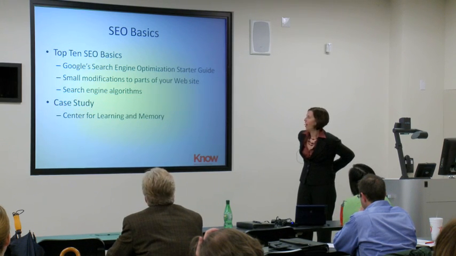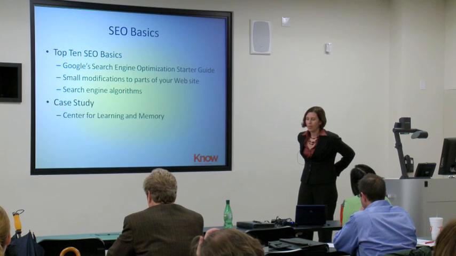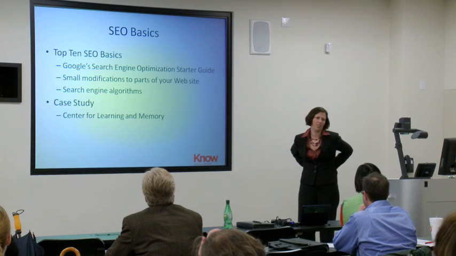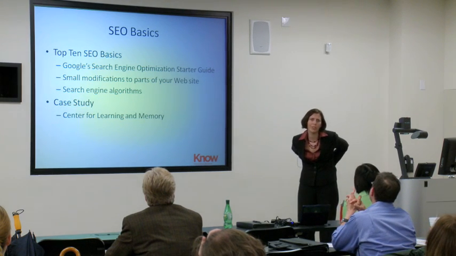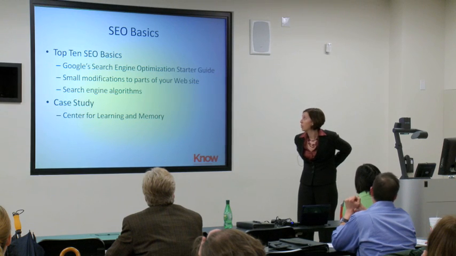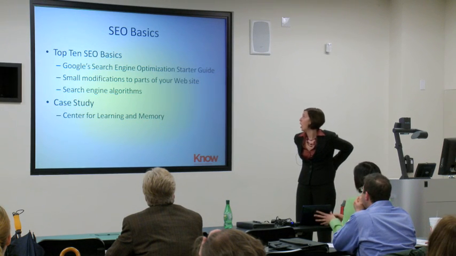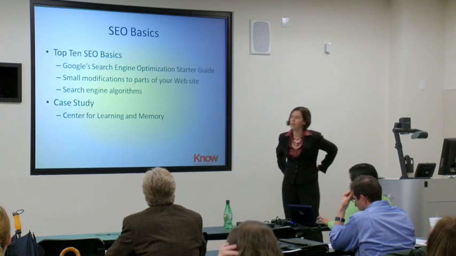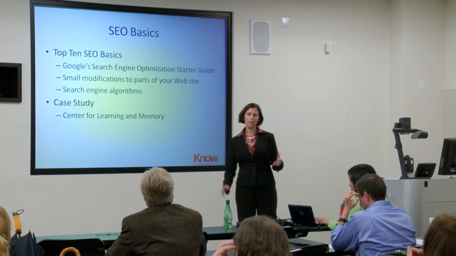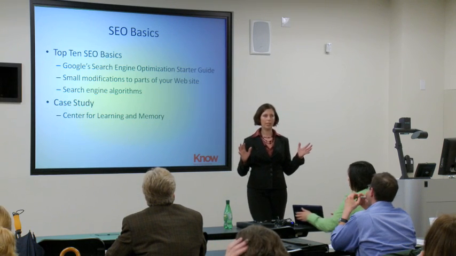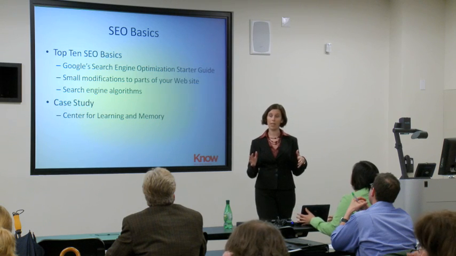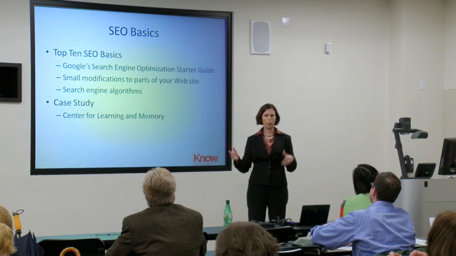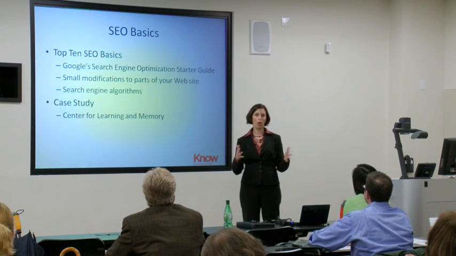But all of these top 10 tips, Dave was going over a lot of these for SEO, and I think there are 210 different tips you could do. So these are kind of the top 10, and this comes from Google's Search Engine Optimization Starter Guide. So this is what they call the top things you need to be doing for SEO. These parts are just small modifications that you can make to your website that can make a big difference.